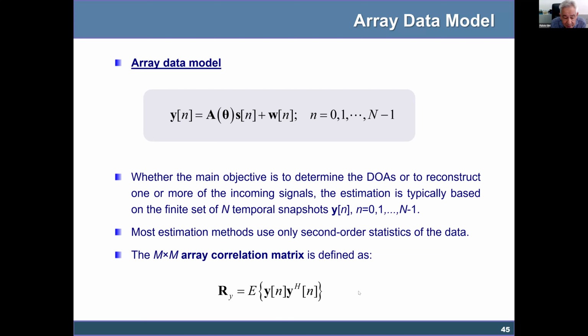Basically, on the main diagonal, we have the powers of the signal at time n at the output of each sensor. Off diagonal, we have the spatial correlation at time n between samples collected at the output of different sensors. So it's the correlation between different sensors at the same time. So it is the spatial correlation.